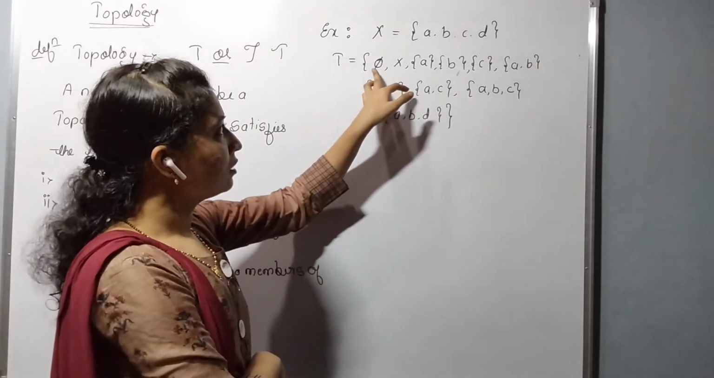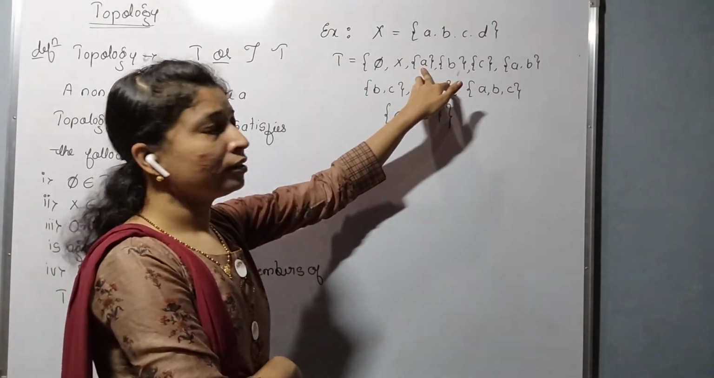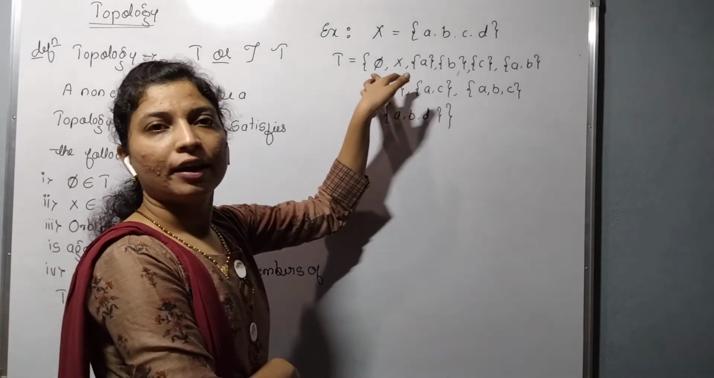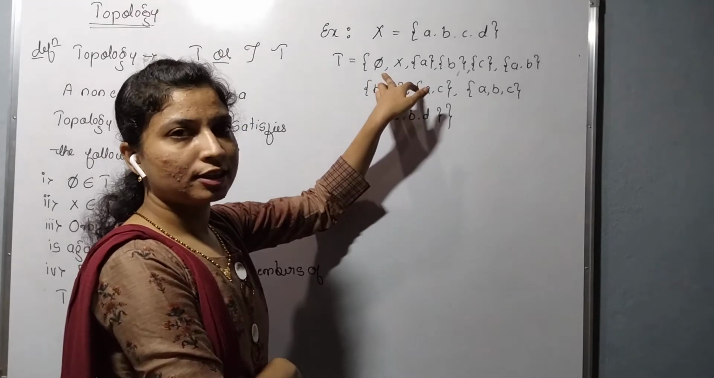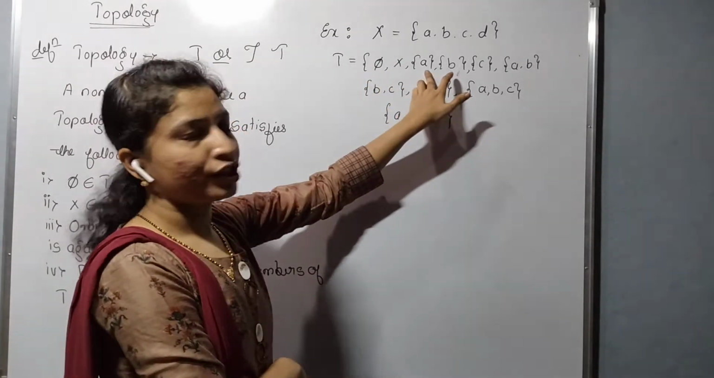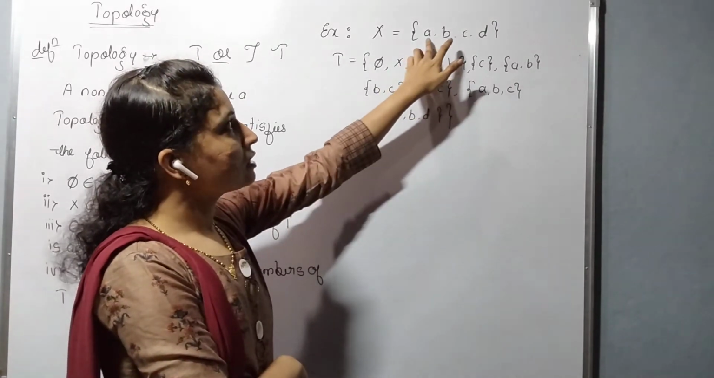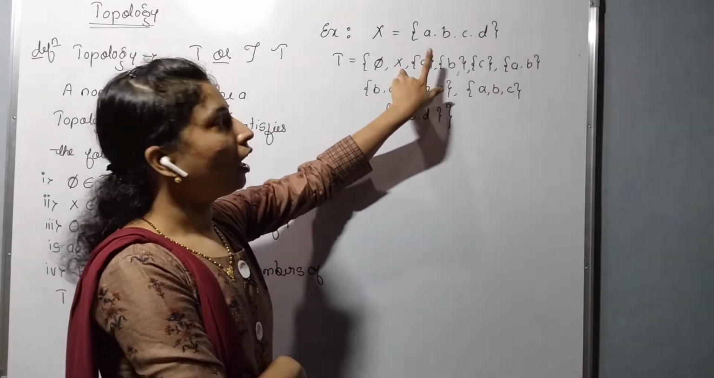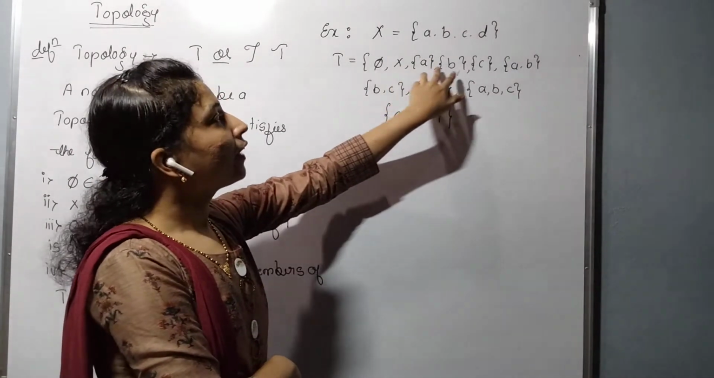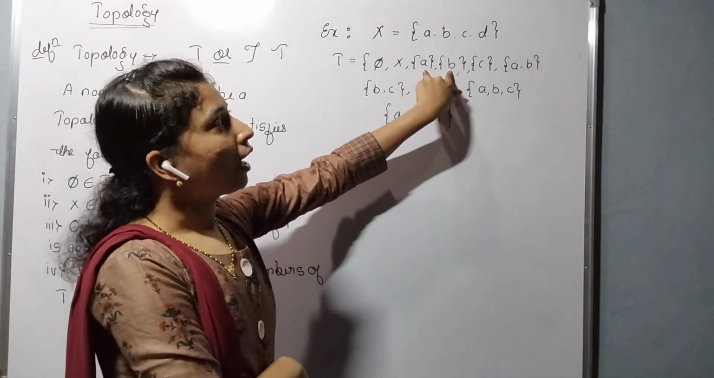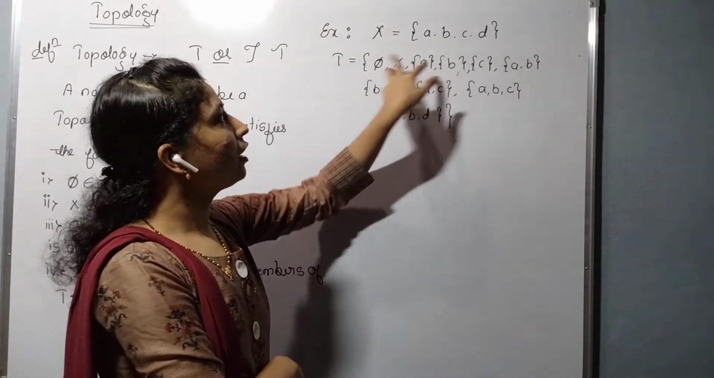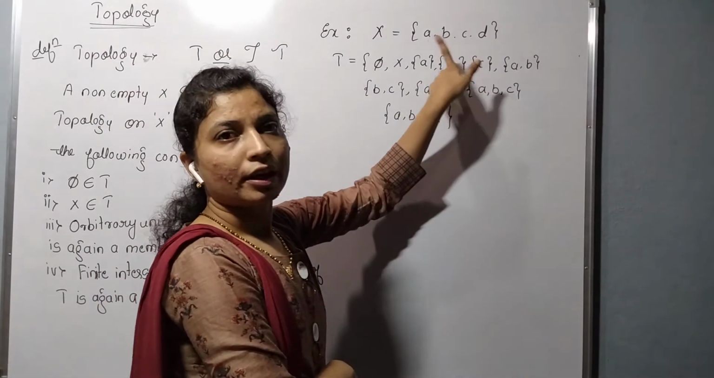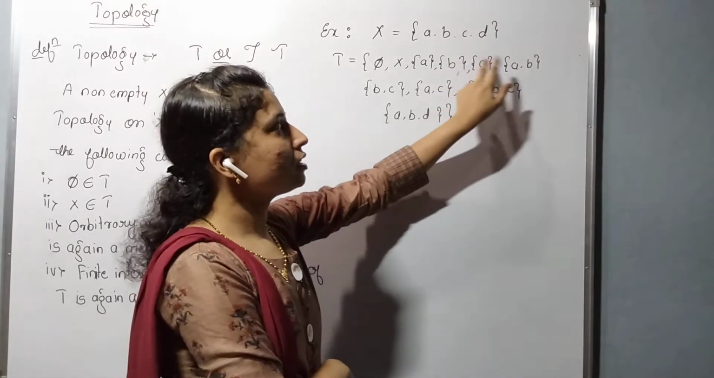So here we have to consider singleton A intersection null set, which is the empty set only, and it already exists. And X intersection A, where the elements of X are A, B, C, D, so the intersection of these two terms is nothing but A, which again exists in tau. The next, intersection of A and B is nothing but the empty set, which already exists. Then the intersection of B and C is also a null set, which already exists.